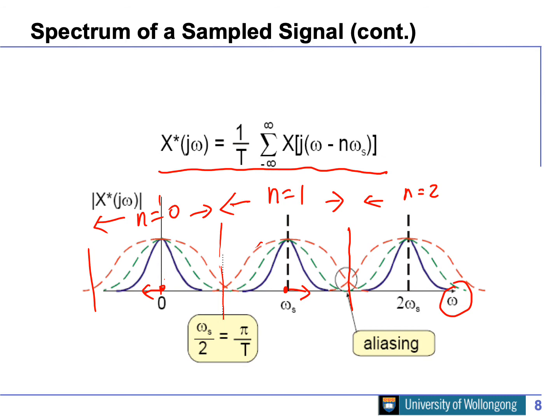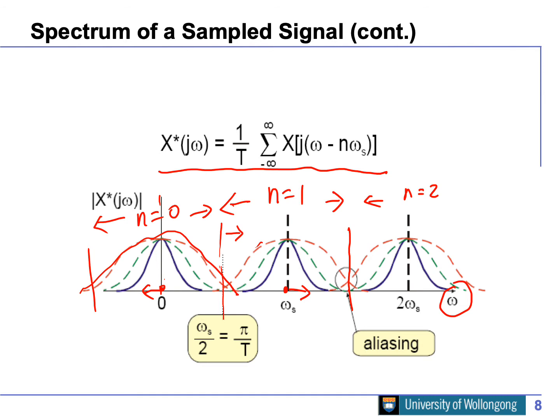So this will actually shift to the right, because if we include omega s, this whole band will shift to the right. Then there will be no overlap with the previous one when n equal to 0. So this part, this curve, represents the bandwidth of the signal.